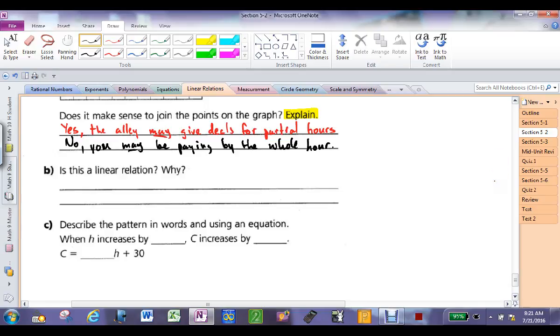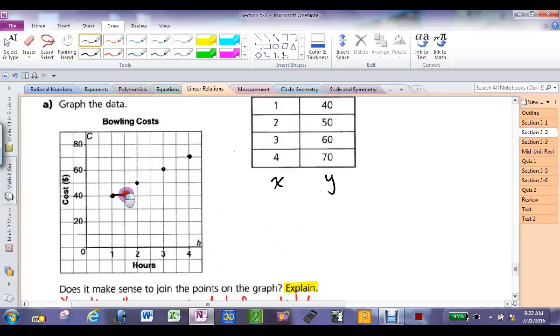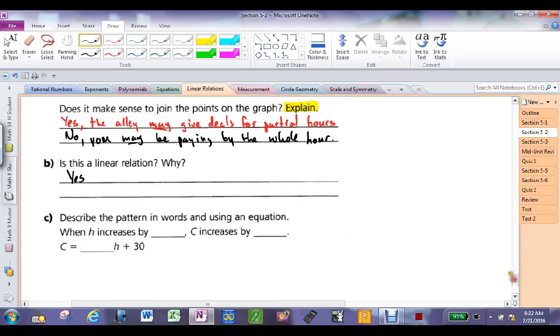Now, the more important question here is B. Is it a linear relation? Because there is no wiggle room on this one. Yes or no? Is it a linear relation? Yes, of course it is. Why? Plus 1 hour, plus $10. Over and over. Whether you draw the line or not.